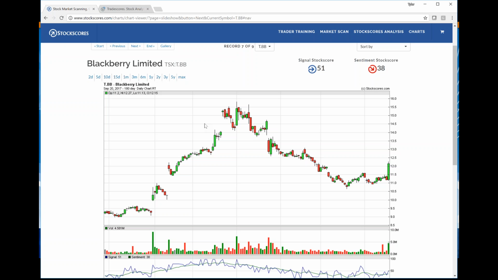BlackBerry looks very good. I'd give this one a 7 out of 10. You can see very strong volume today, strong price action. There's, I would say, a 65 to 70% chance that this stock, BlackBerry, will move up into the $15 range in the weeks, maybe over a couple of months. And so it's the kind of thing that I'm looking for.